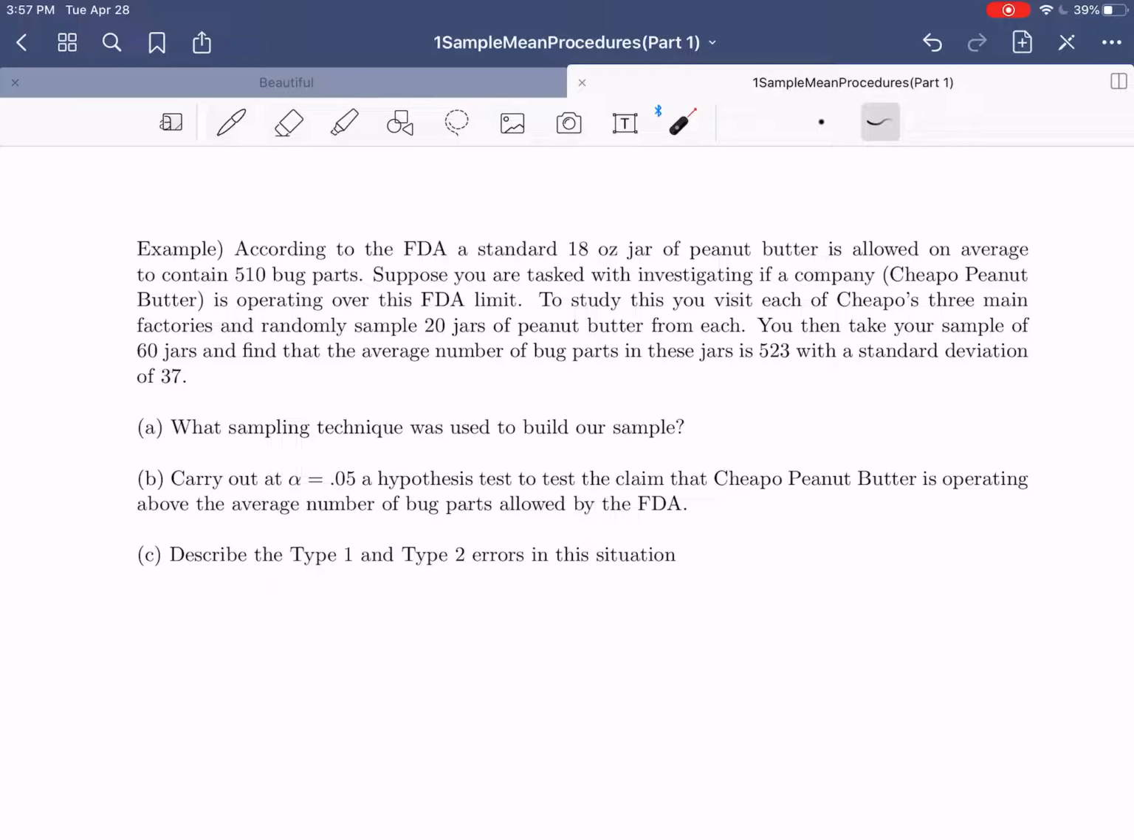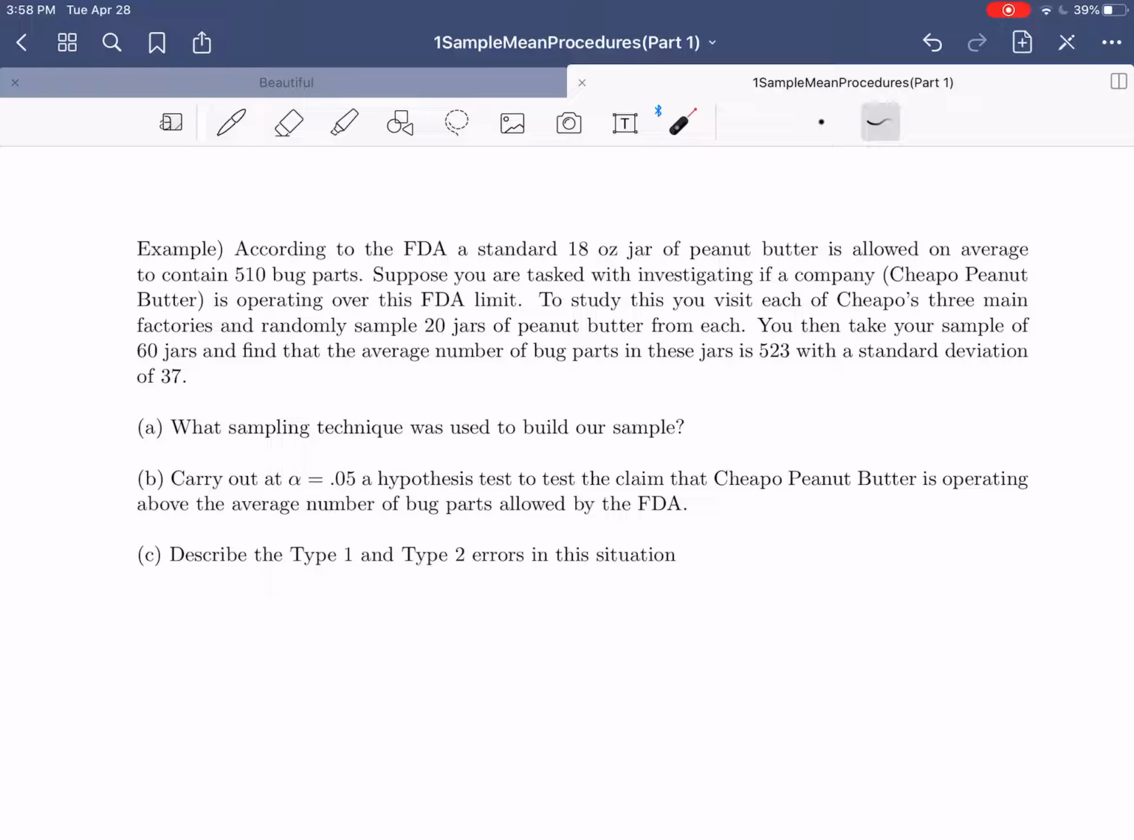What we're going to do with this is we're going to answer a couple questions. First, we're going to do a little review and just remind ourselves what the name of the sampling technique was here. We sort of built this sample in a very specific way, so we'll remind ourselves about that. Then the majority of this problem will be in B, where we will carry out at alpha equals 0.05. Notice the alpha is stated in the problem. A hypothesis test to test the claim that Cheapo peanut butter is operating above the average number of bug parts allowed by the FDA. And then finally at the end, we'll do a little bit of analysis of the type 1 and type 2 errors in this situation.